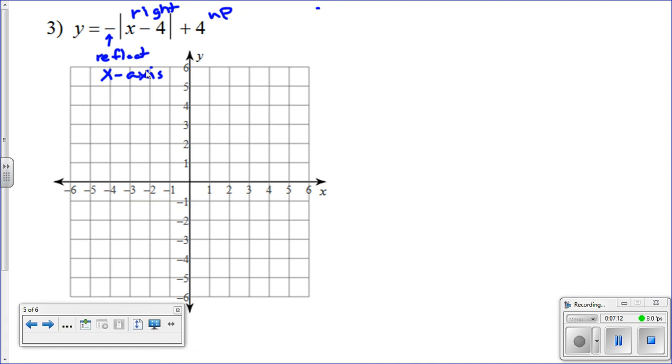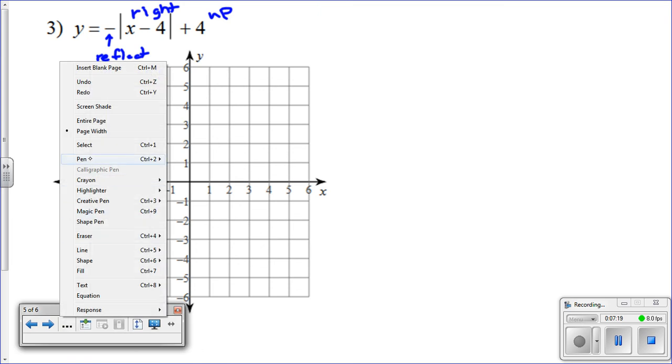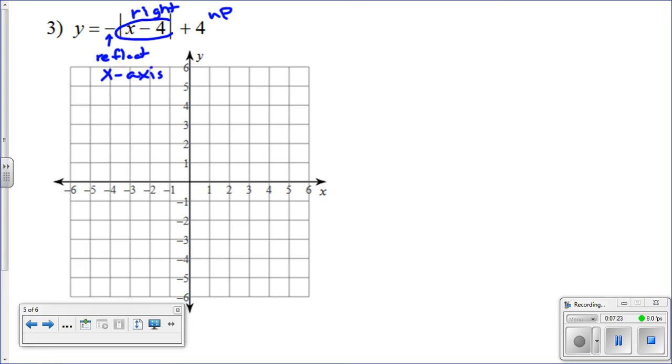Okay, just like all the other ones, we need to find the middle. So to find the middle, we're going to focus on one part and one part only. We're going to focus right here. Okay, and we're going to ask ourselves what makes that 0. And hopefully you're saying 4.